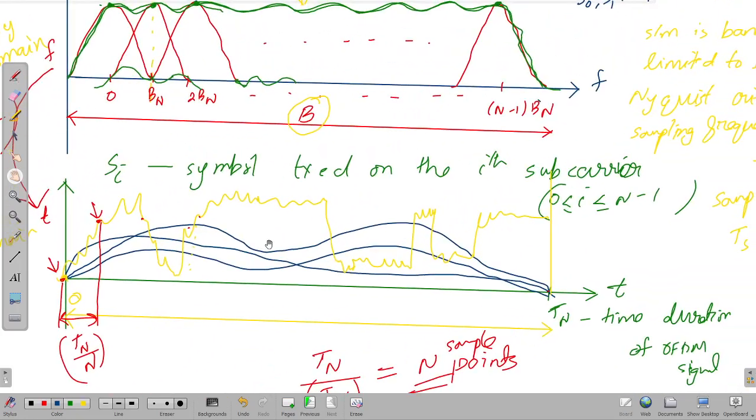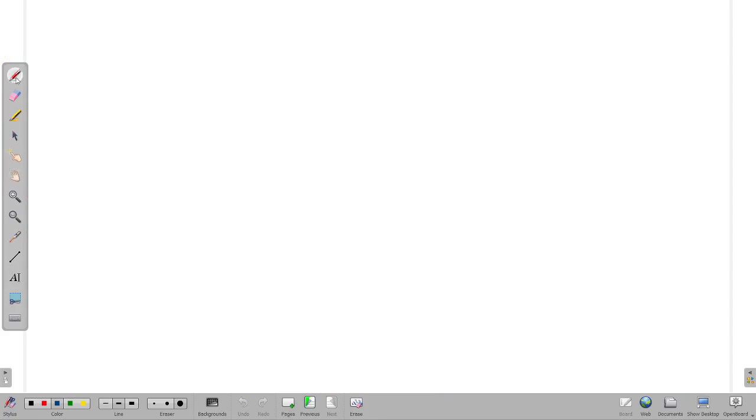We can also prove this by using equations. That is, when you have the composite signal S of t, which is equal to the summation from i equal to 0 to n minus 1 of Si into e raised to j 2 pi f i t.